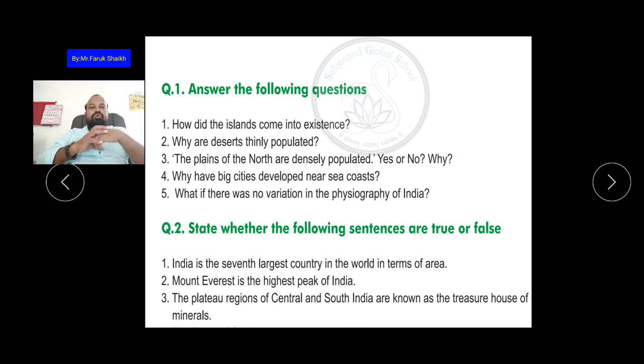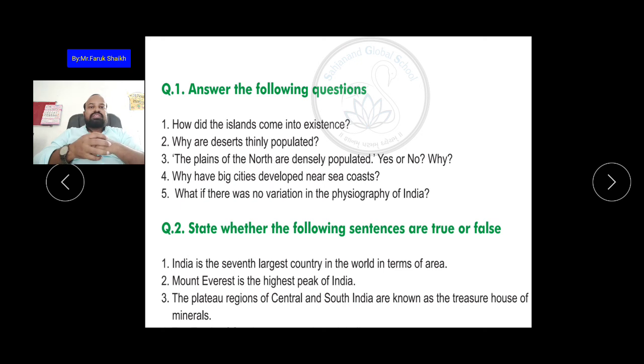The plains of north India are densely populated, yes or no? Why? Yes, the north plains are densely populated because the land is very fertile because of the alluvial deposits by the rivers, and also there are so many rivers there, and that is why people are settled there, and also these regions are very prosperous, and that is why the north plains are densely populated.